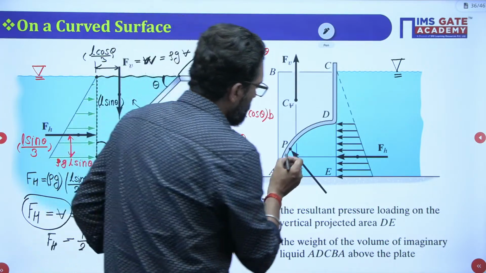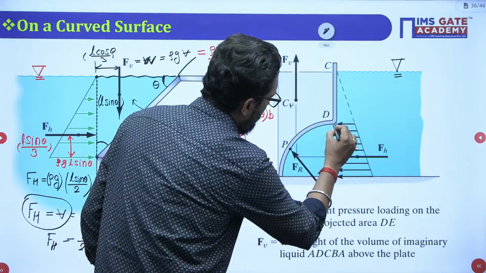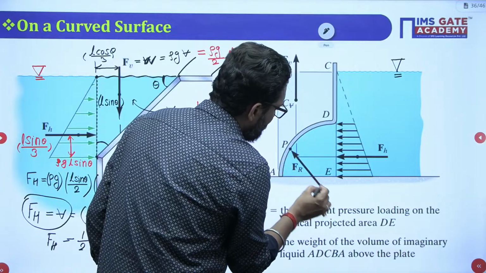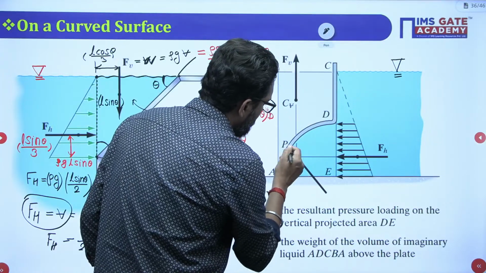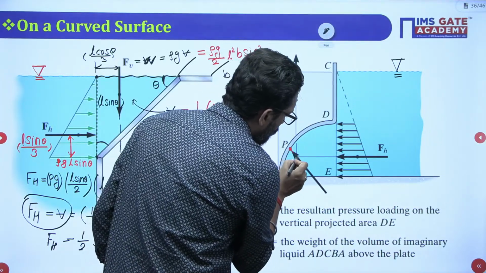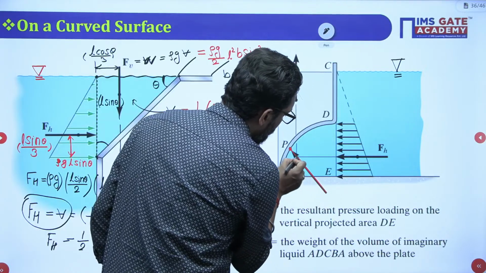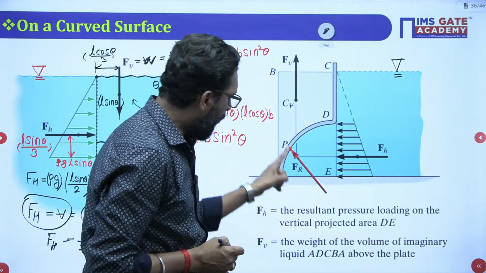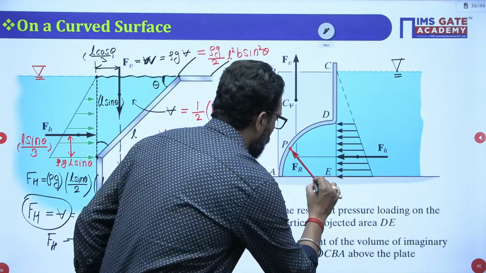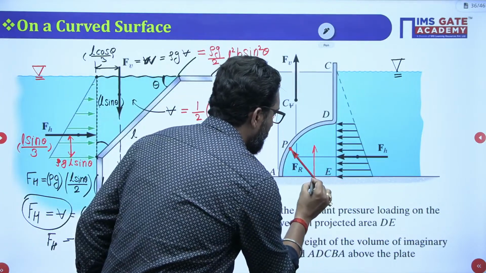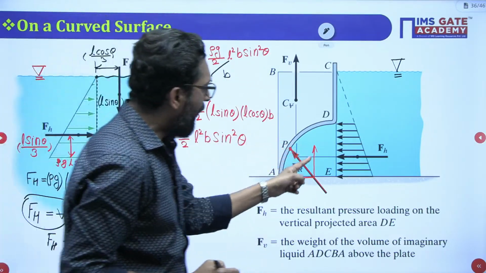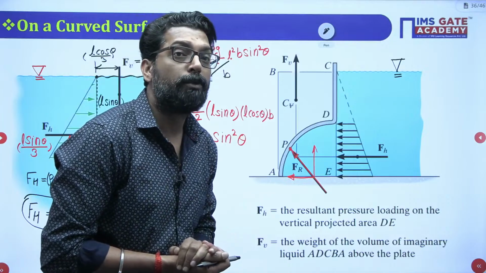Now let's suppose from here to here the pressure is varying. So at any point, let's suppose this is your point P, at this point this resultant force is passing. Yes or no? At this point there is one vertical component and one horizontal component. Yes or not? Now if you want to find the vertical component, what do you have to do?